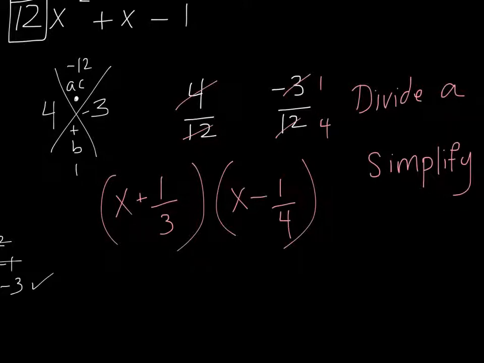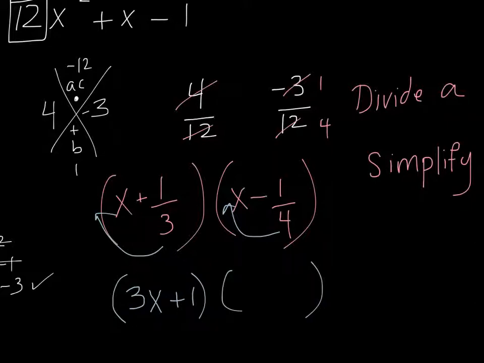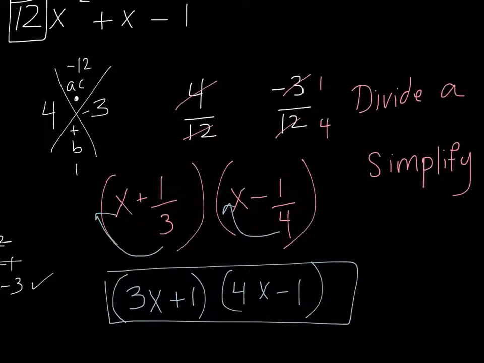Now remember at the end, bottoms up. So the 3, which is on the bottom of the fraction, becomes the coefficient of x. And the 4, which is on the bottom of the fraction for 1/4, will become the coefficient of x. And this is how you solve using big X.